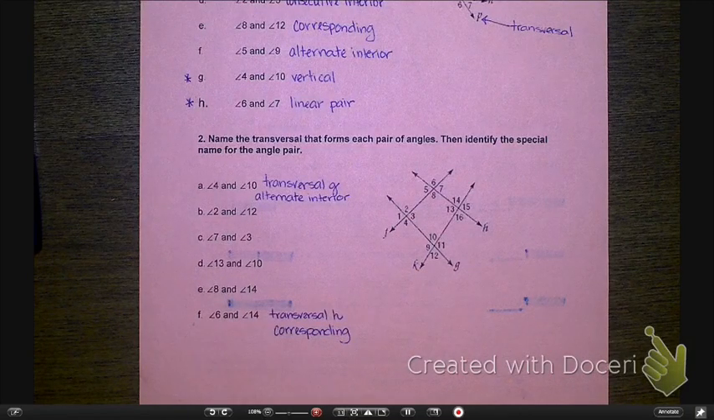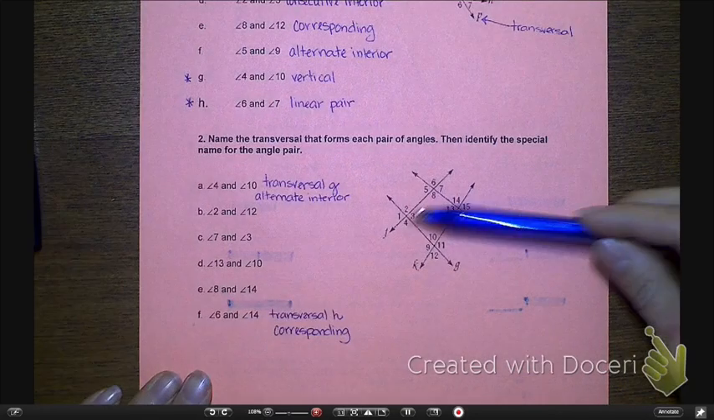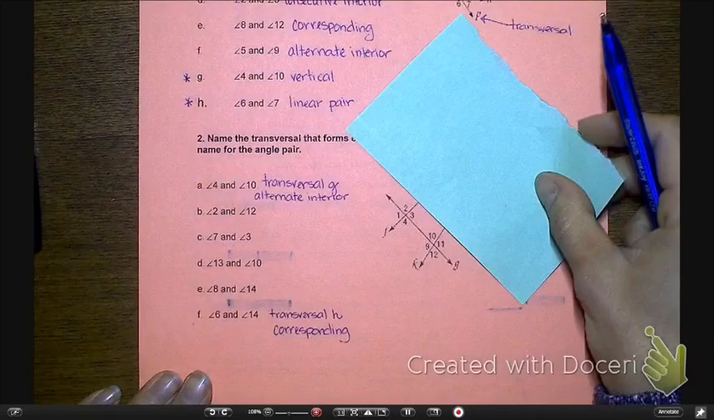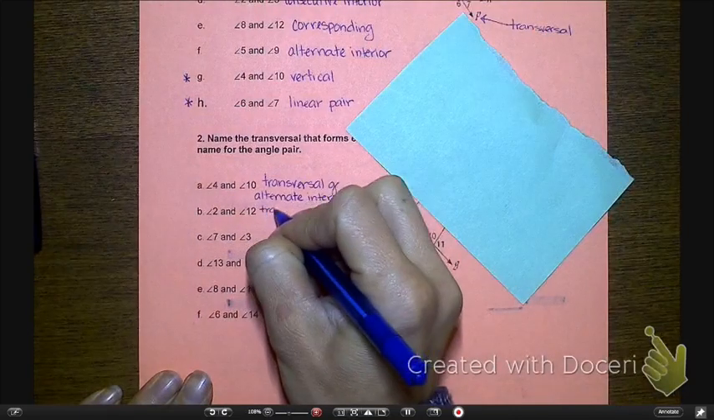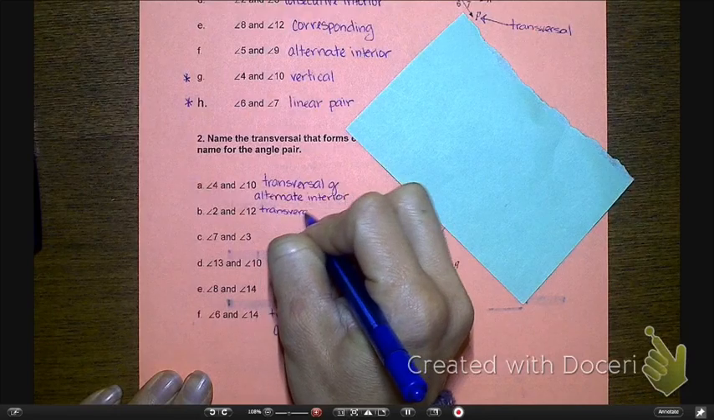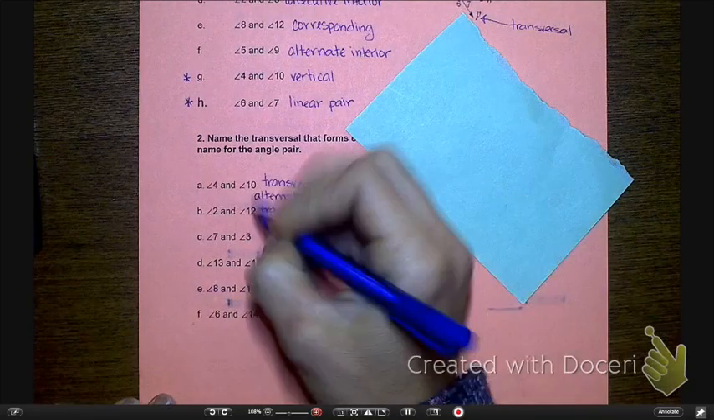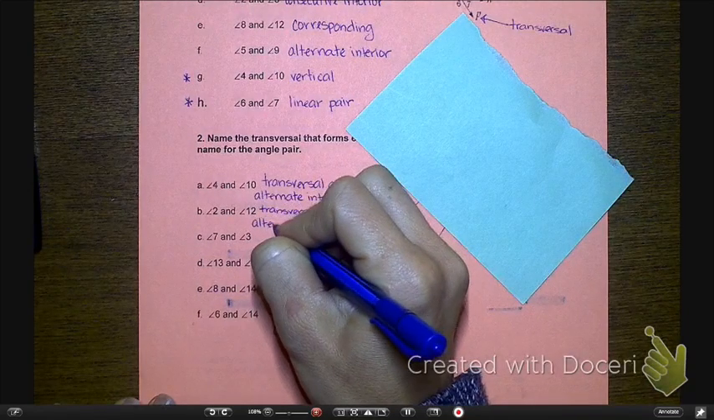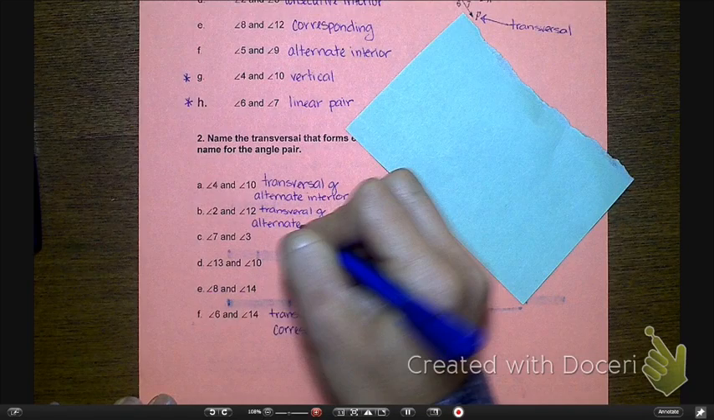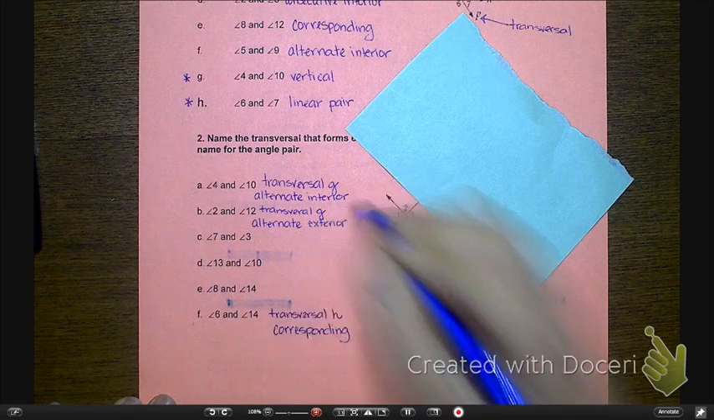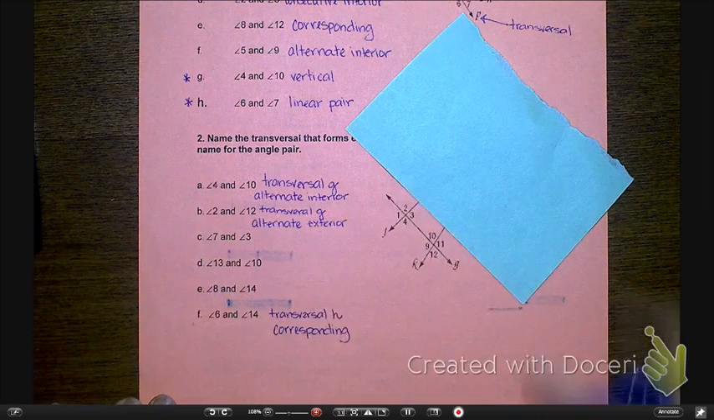Here, please. Okay, let's check and see how you guys did. Okay, so 2 and 12. What transversal are those on? G. Okay, so it was transversal G. What kind of angles did you guys think they were? Alternate exterior. Good. They are on opposite sides. They are both on the outside. All right. Angles 7 and 3.